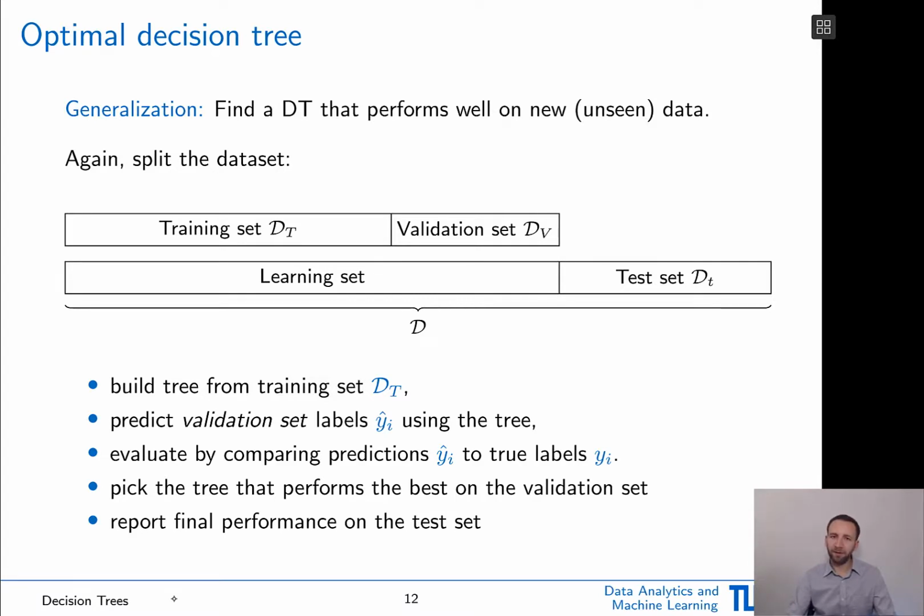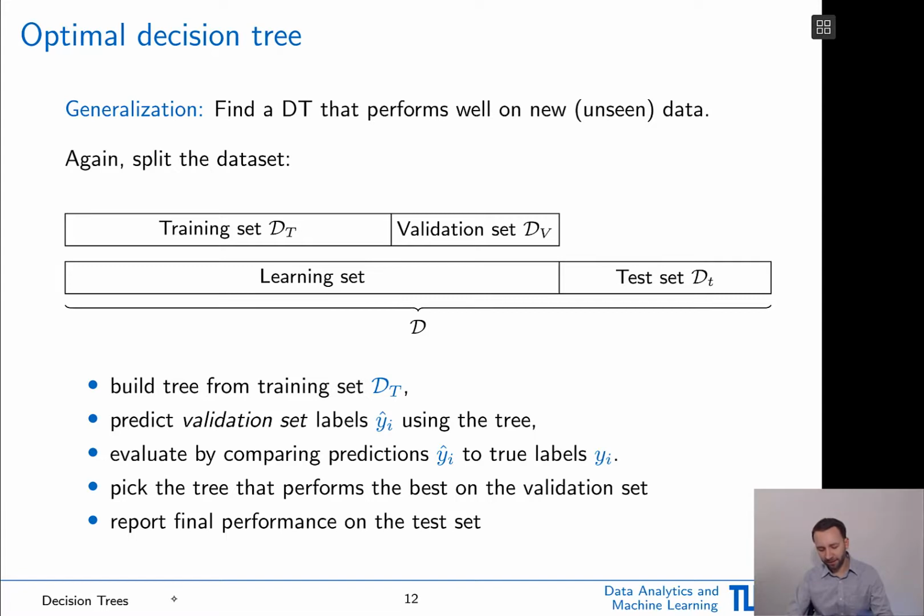And for this, one more time, recall what we have to do. We want to first split our actual given labeled data into three subsets: the training, the validation, and the test. And the naive idea would be to build a tree from the training set, right? So this is why it's called the training set. We are training on this kind of data. And then we can use our validation set on this constructed tree to make predictions, right?